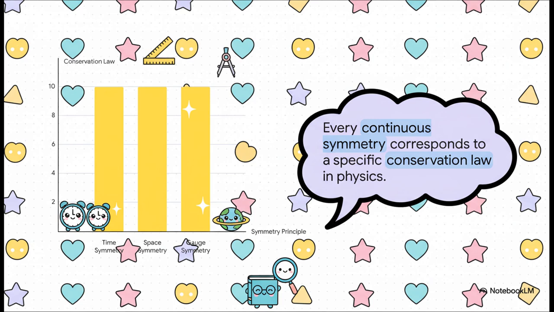Think about this. The fact that the laws of physics are the same today as they were yesterday, that's a symmetry in time, and it is mathematically identical to the law of conservation of energy. The fact that the laws are the same here as they are on the other side of the galaxy, a symmetry in space, is the reason momentum is conserved. They are literally two sides of the same coin. Symmetry doesn't just look like a law, it is the law.